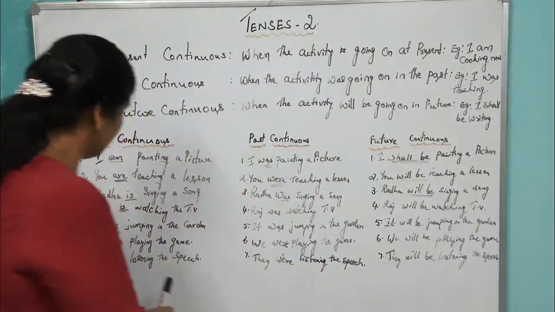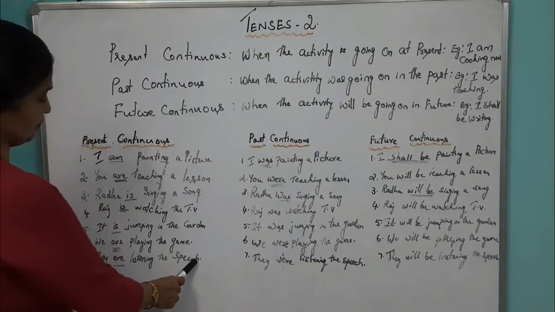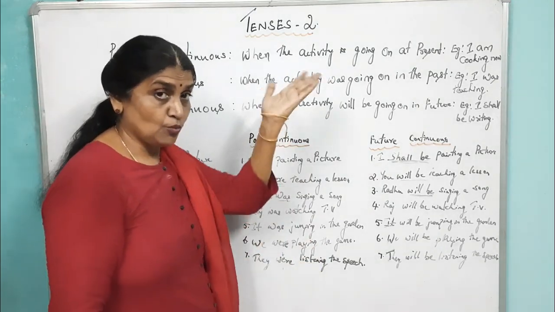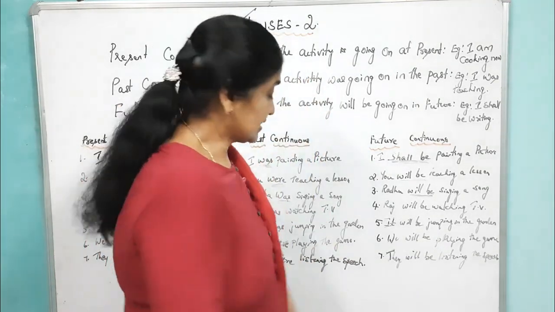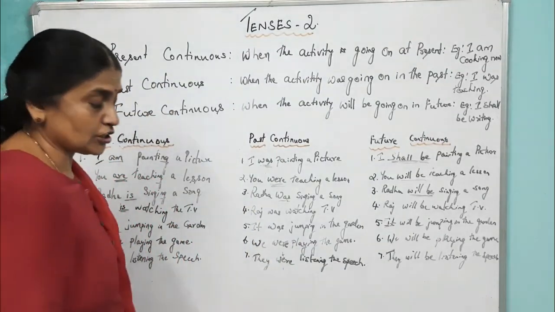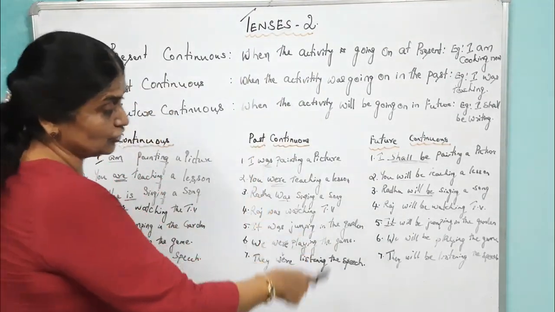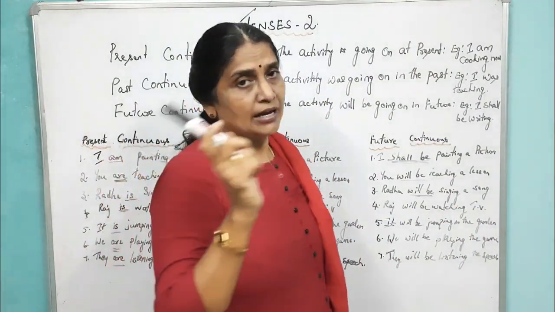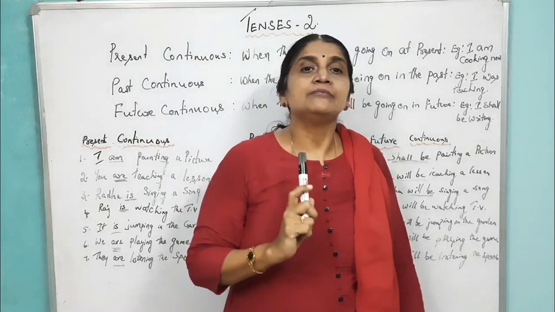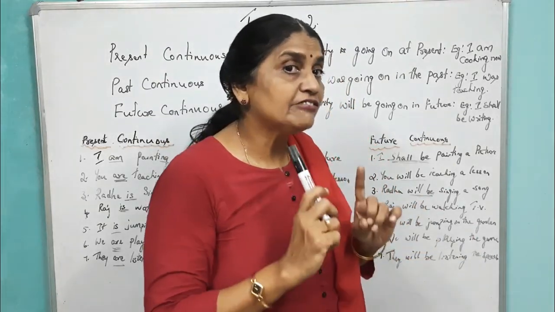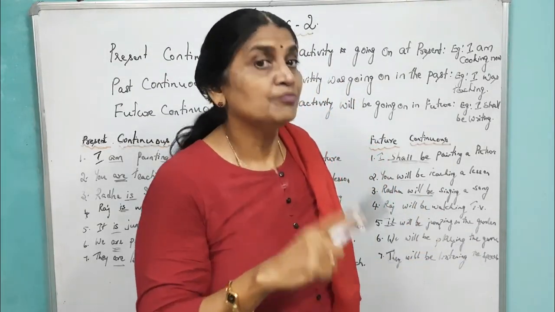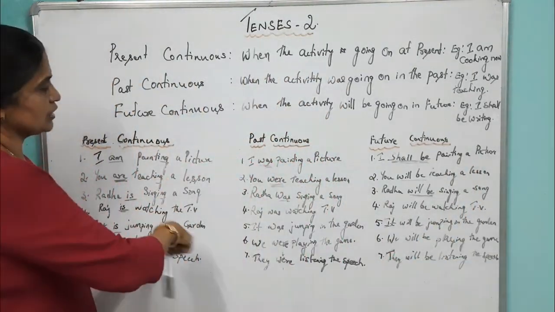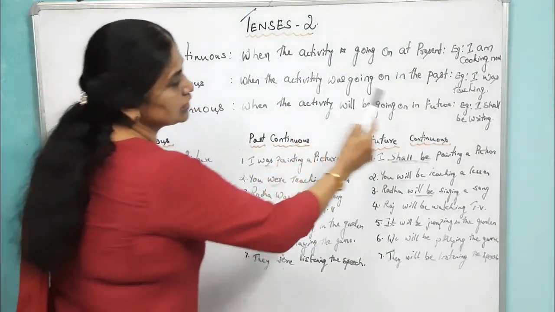Got it? Okay. Next, they are listening to the speech. They were listening to the speech that PM Modi sir gave yesterday. He was talking about the lockdown. They will be listening to the speech. Tomorrow they have arranged a meeting and all the VIPs will be attending. I want to go there and I will be listening to the speech tomorrow around 6 o'clock. So this is present continuous, past continuous, future continuous.